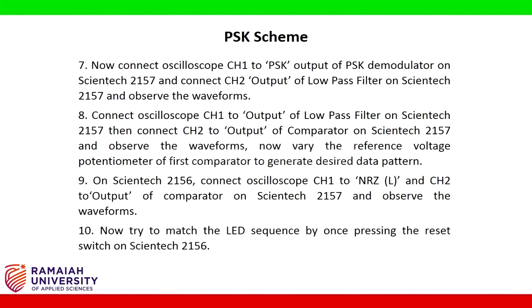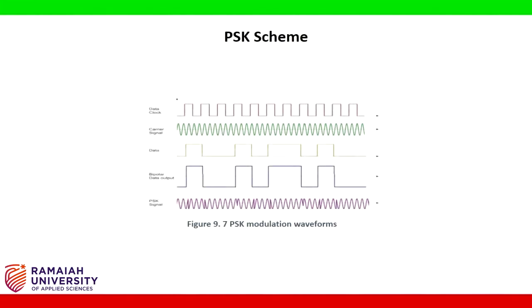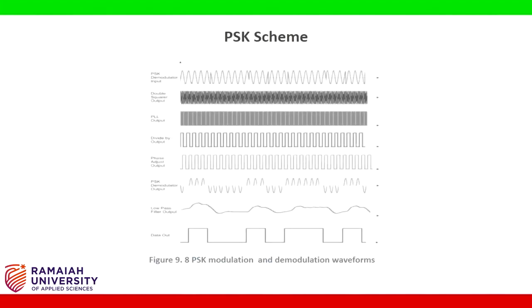On Syntec 2156, connect oscilloscope channel 1 to NRZ and channel 2 to output of comparator on Syntec 2157 and observe the waveforms. Now try to match the LED sequence by once pressing the reset switch on Syntec 2156. Figure 9.7 shows PSK modulation waveforms. Figure 9.8 shows PSK modulation and demodulation waveforms.